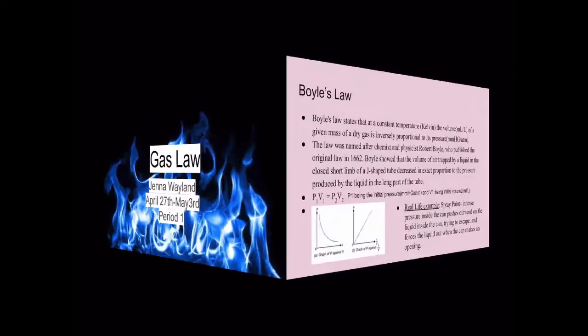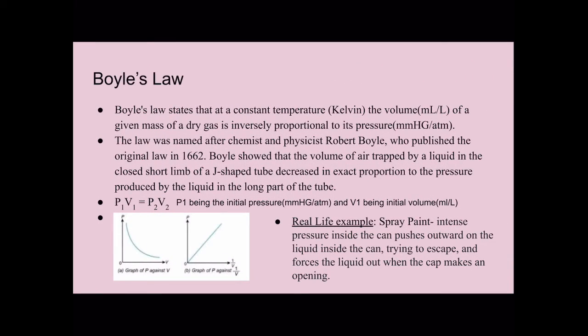The first law that we are going to be talking about is Boyle's law. It states that at a constant temperature, which is in Kelvin, the volume, being in milliliters/liters, of a given mass, moles or grams, of a dry gas is inversely proportional to its pressure, millimeters of mercury, in atmospheres.